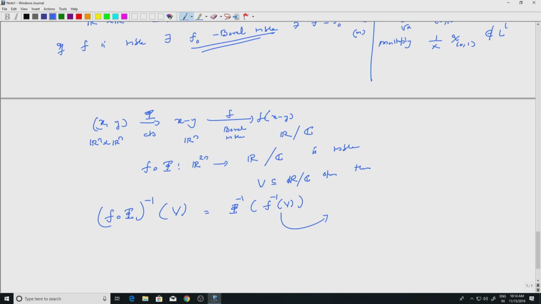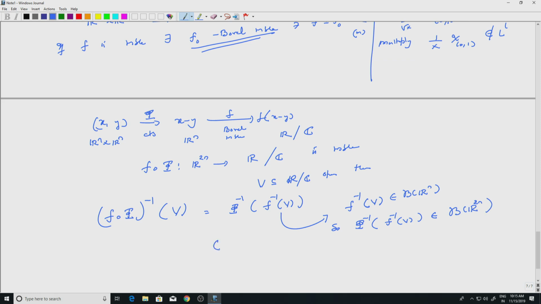Well, what can I say about f inverse of V? f is a Borel function, right? So it's a Borel measurable function from R^n to R^n. So f inverse of V, if I pull back an open set by a Borel measurable function, I will land in the Borel sigma algebra of R^n, right? Now phi is continuous, and so it will pull back Borel sets to Borel sets. So phi inverse of f inverse of V, because this is a Borel set, will be in the Borel sigma algebra of R^2n, right? Because phi is from R^2n to R.